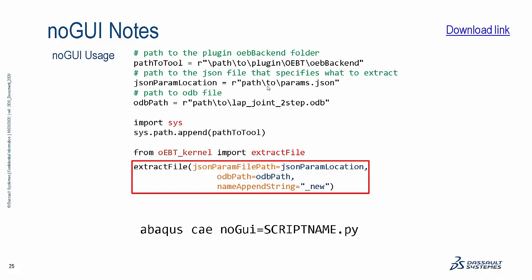So you give it the path to that parameter file, the path to the ODB, and the tool path. You just load the tool path into the system path. Then you say from OEBT kernel, import extract file. I think the SLC says something different, but please go with this. From OEBT kernel, we renamed that file, so use this. Then you just call extract file, and that'll run it and give you a new database.